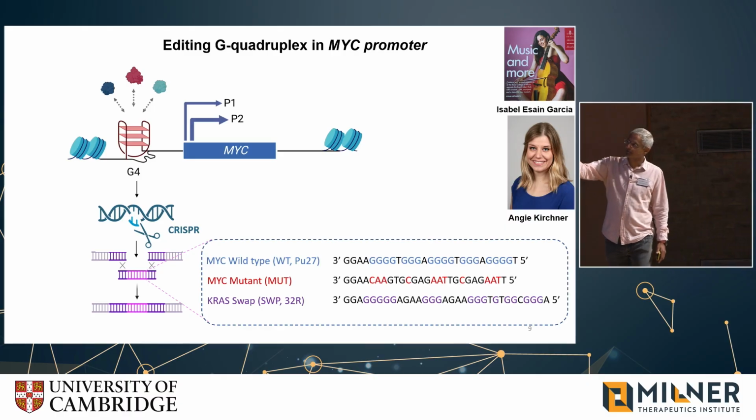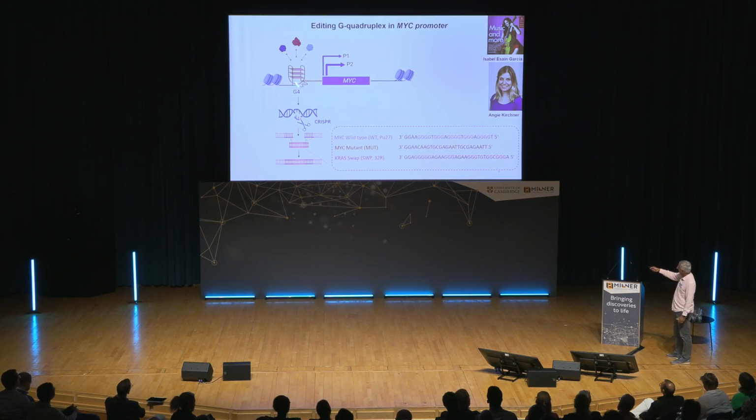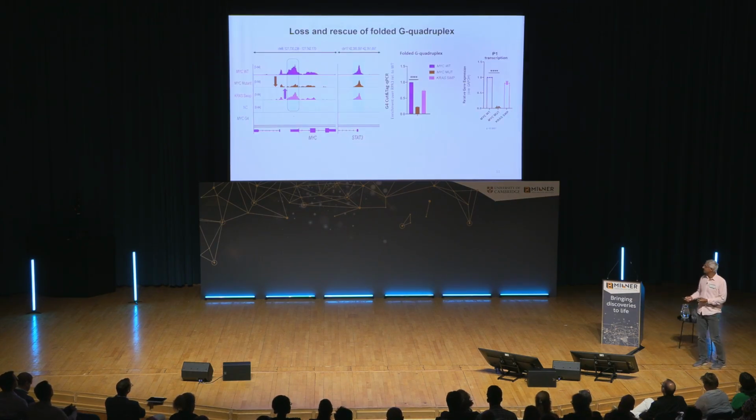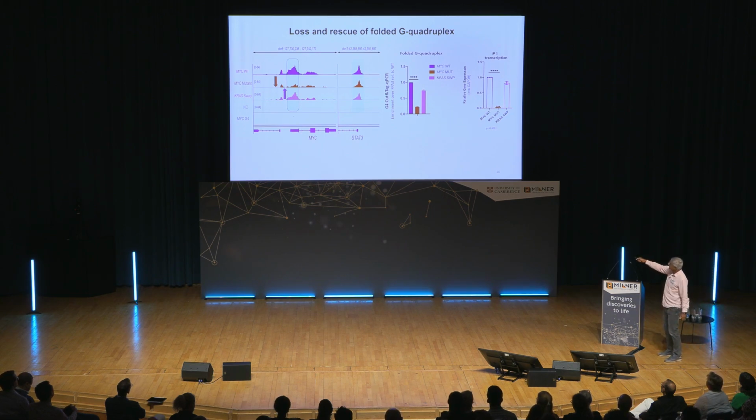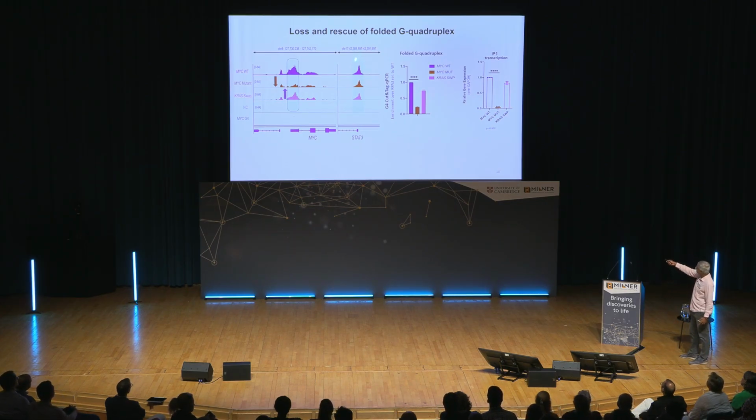of the MYC gene, in front of the P1 promoter, used genome editing to take out enough Gs to destroy the structure, and also bring in a different sequence that forms a structure of this type, but from a different sequence. And what they see is, here's the wild type, and we detect quadruplexes with our antibody. When we mutate out Gs, it goes down. And when we swap in a different sequence that can form the same type of structure, we detect it again. This is a control site where nothing changes.